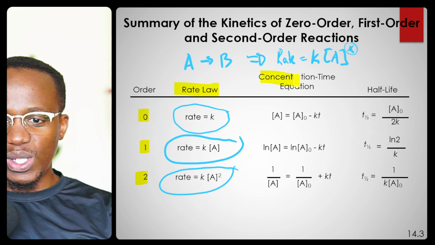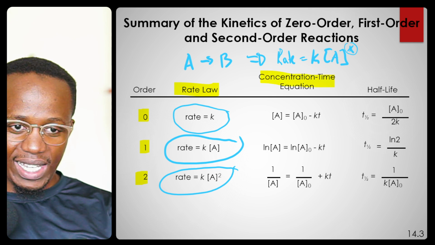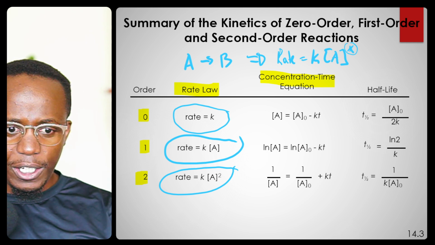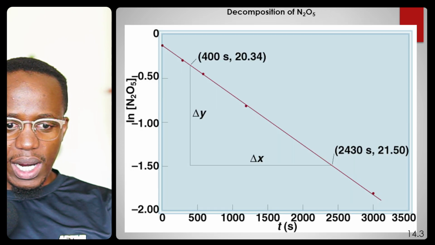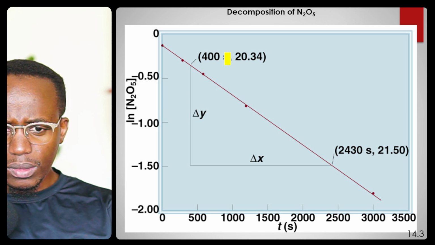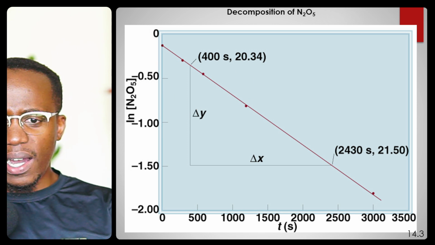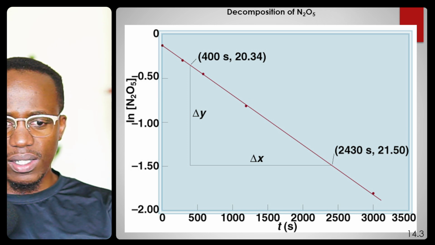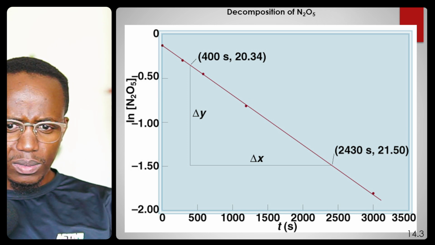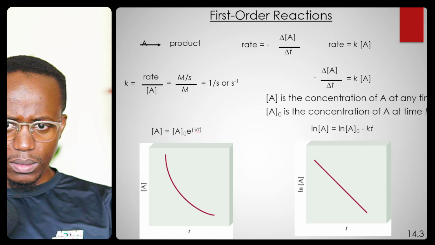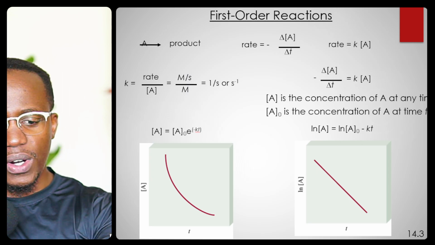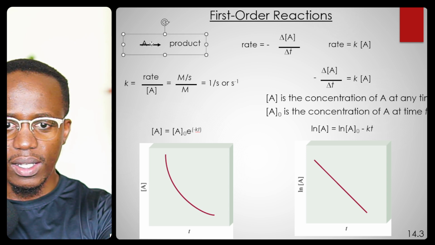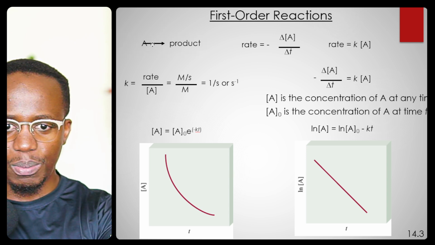Now, how about the concentration time equation, right? Let's go back to the first order first, because I don't want you to be confused. So in the first order reaction, as we said, it goes down. This is what we call linear, right? The rate changes the same way. So look at this. In the first order reaction, A gives you B, or A gives you the product, right?